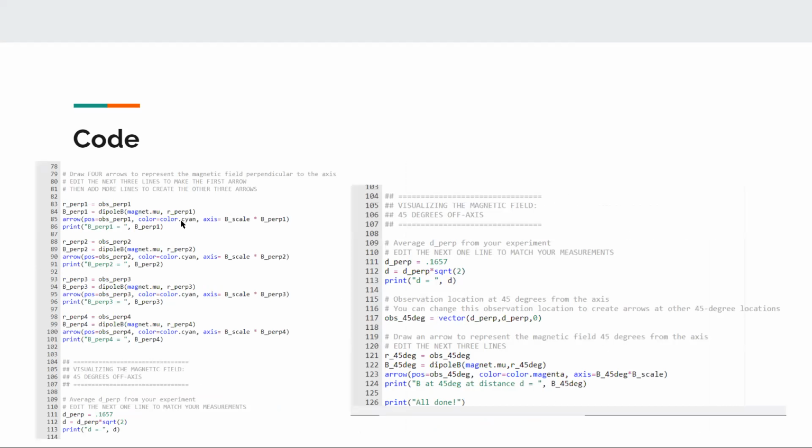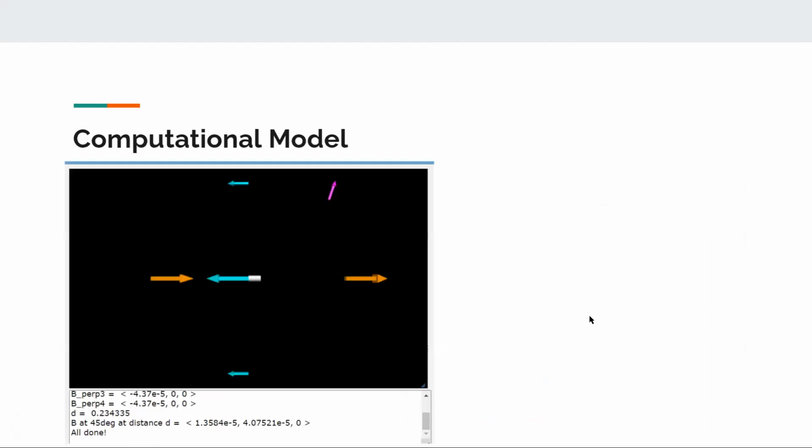And yeah, this is just continuing that. And over here, we have the off-axis one of 45 degrees. We're visualizing that one. Observation location. And the end of the code. And here's the final computational model. So the magnetic field of the perpendicular 3 over here, I believe it's this one right here, figure 4. Our average magnetic field is 0.234335.